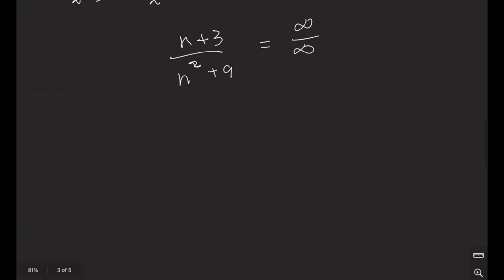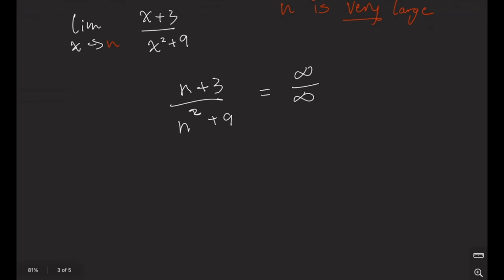And since I have an infinity over infinity, you already know what that means. I'm going to use L'Hopital's rule. So now I'm going to take the derivative of x plus 3, which is going to be 1. Take the derivative of the bottom, which is 2x. And I'm going to plug in infinity.